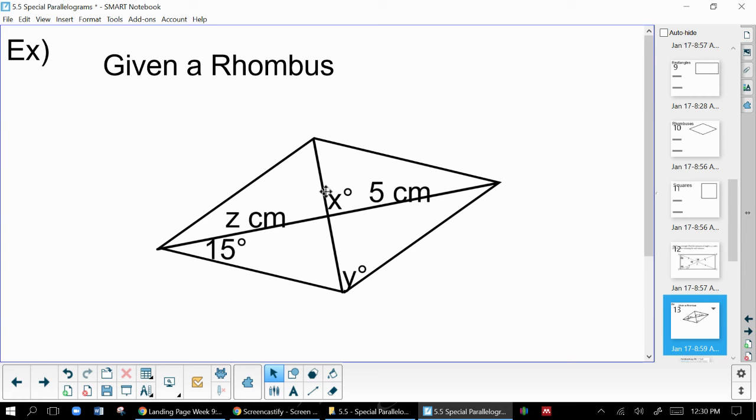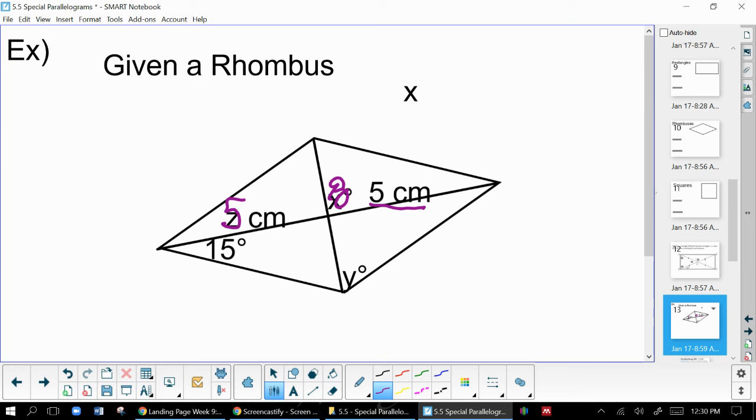Because these diagonals are perpendicular, x has to equal 90. I'm just going to go ahead and write that in. There we go, 90. In fact, they're all 90 all the way around. The next thing we might know is all parallelograms have diagonals that bisect each other. And so a rhombus is no different. If we've got 5 centimeters there, we also have to have 5 centimeters there. And now the part to find y.